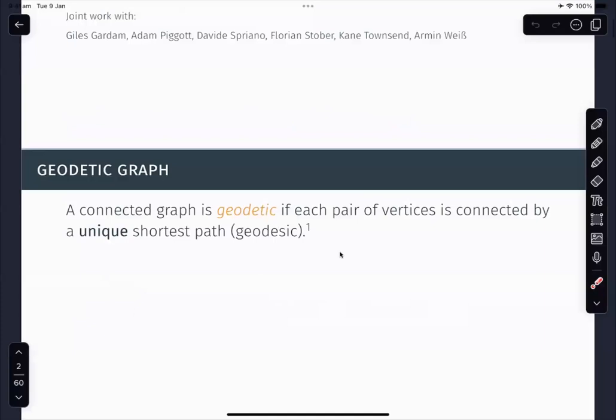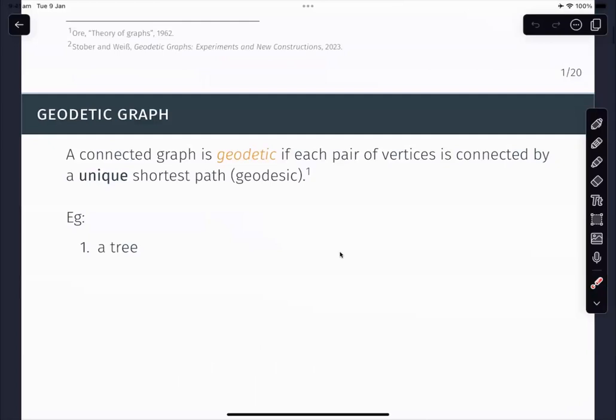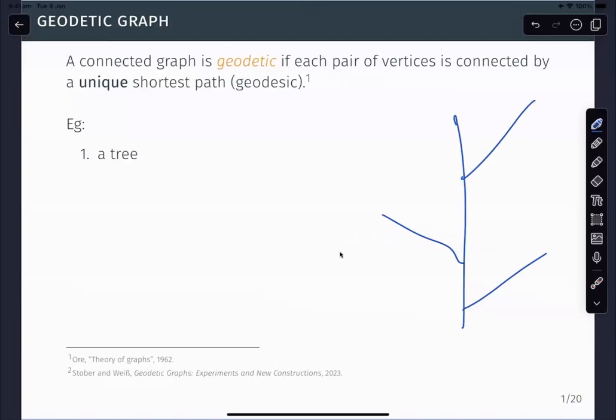Okay, so first of all, the word geodetic may not be familiar. A connected graph is geodetic if every pair of vertices is joined by a unique geodesic. So what's an example? A tree. Every pair of vertices is joined by a unique geodesic. So it's a generalization of a tree.